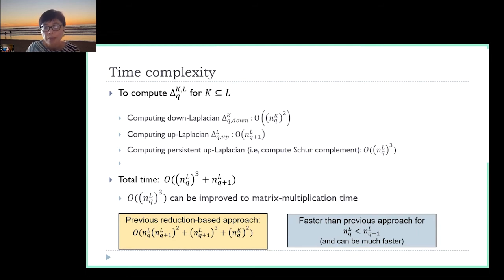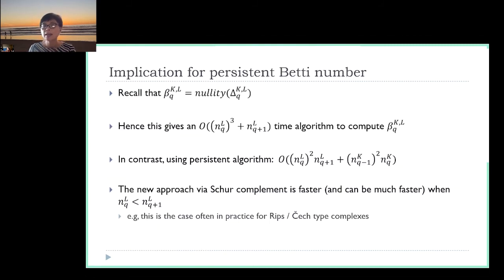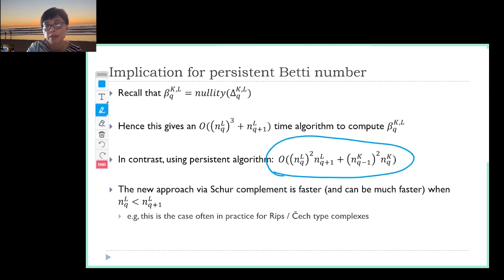Given that we said earlier that the dimension of the null space of this persistent Laplace operator also gives us the Q's persistent Betti number from K to L, this also gives us an algorithm to compute the persistent Betti numbers in this time complexity. This is in contrast with the previous time complexity using the persistence algorithm, the same comparison as in the previous slides. In other words, this new approach to computing persistent Betti numbers can be much faster if the number of Q simplices in your bigger complex L is smaller than the number of Q plus 1 simplices in L.